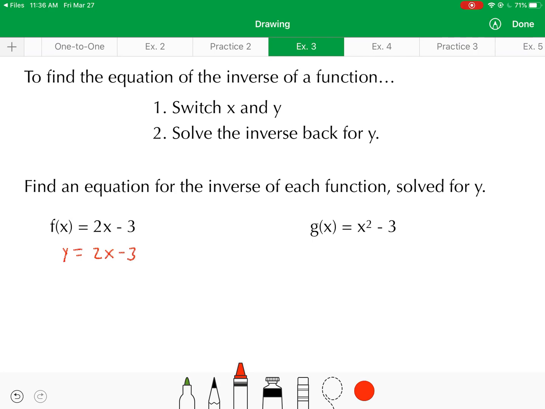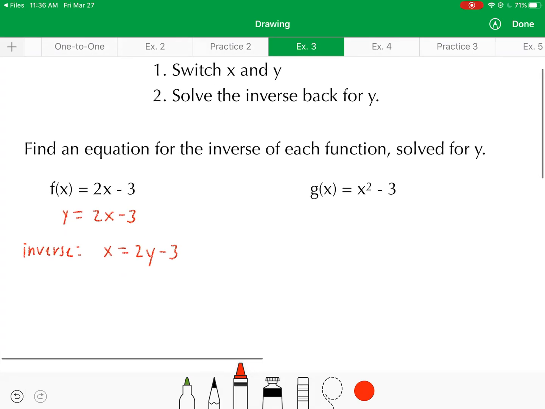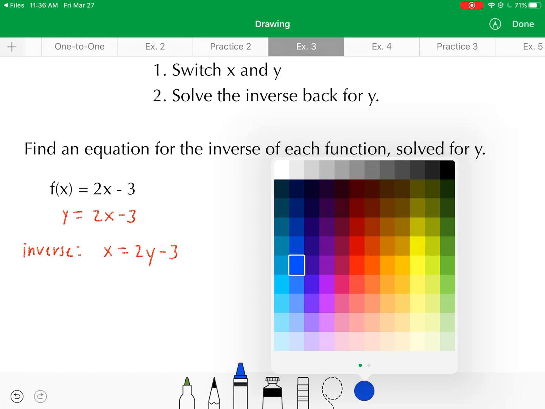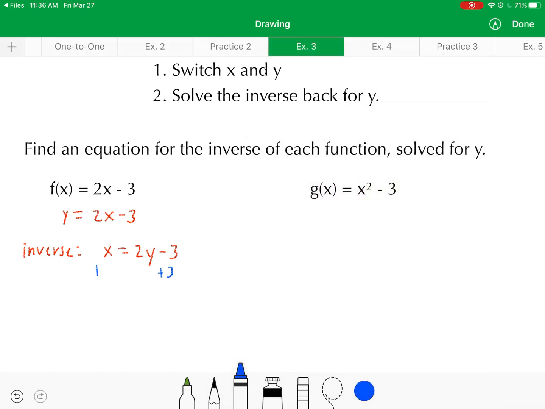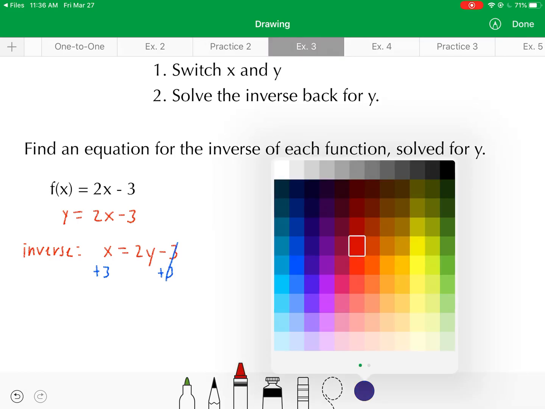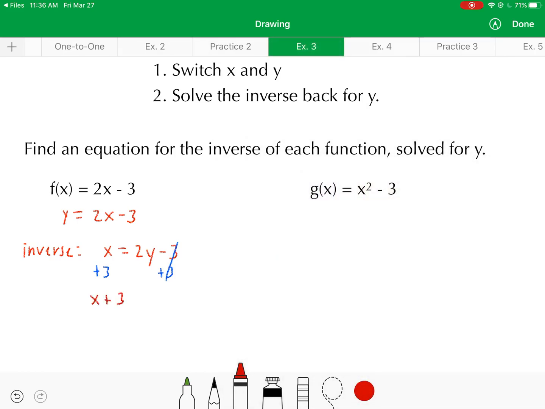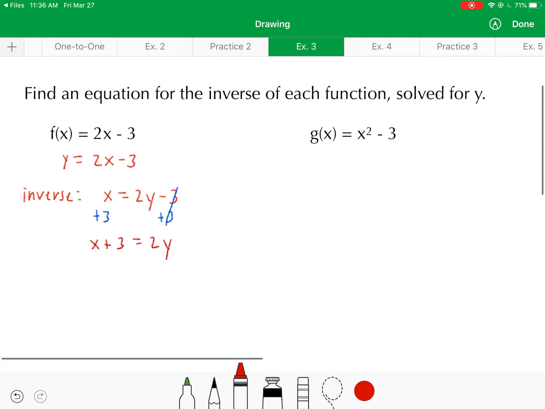So if I want to find the inverse, I am going to switch the position of x and y in my equation, and then I'm going to think about how I can solve this back for y. Technically, x equals 2y minus 3 is an equation for the inverse. We just need y to be thought of as the dependent variable and x to be the independent. Right now, it's the opposite. So I'm going to add 3 to both sides. That's going to give me x plus 3 equals 2y. And then I'm going to divide both sides by 2.